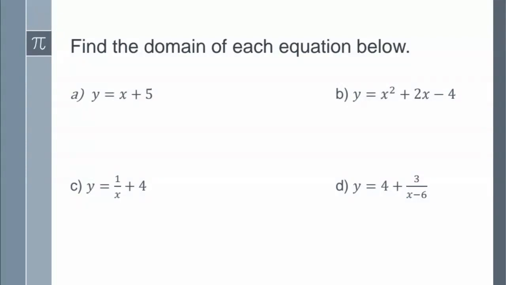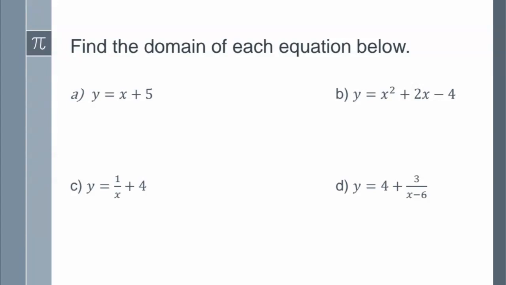Now, hopefully by now we all recognize that A is a line. It's an equation of a line because I see it in slope-intercept form. It has a slope of 1, it has a y-intercept of 5, it has no fractions, it has no radicals. I don't see the word log on there. So then this has no restrictions.